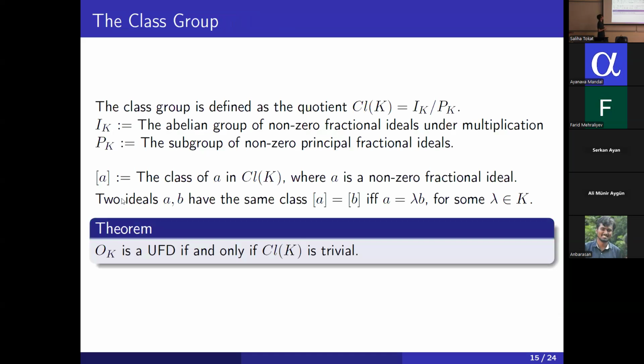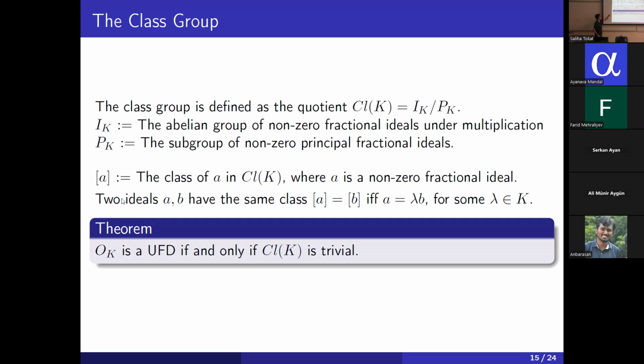Okay, then I would like to continue with the class groups. What's the class group? First, maybe I can say that our fractional ideals form an abelian group under multiplication. But the class group is the quotient of the fractional ideals over the principal fractional ideals.